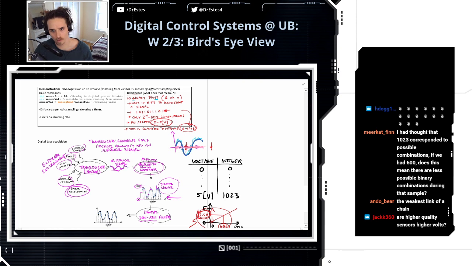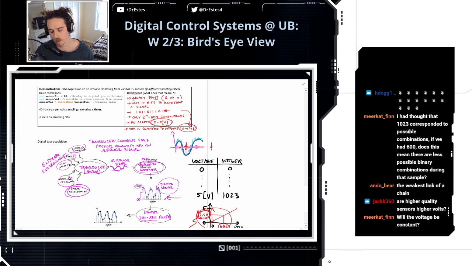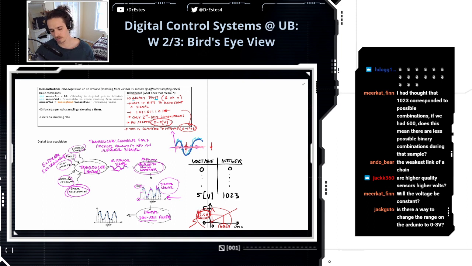Are higher quality sensors higher volts? I don't think so. I think usually a sensor is between 3 and 5 volts, but you have nicer data, or you have a higher bit board. Because think about it, like this 3 volt sensor, if I had a 16-bit board, that would make a much bigger difference in terms of resolution.